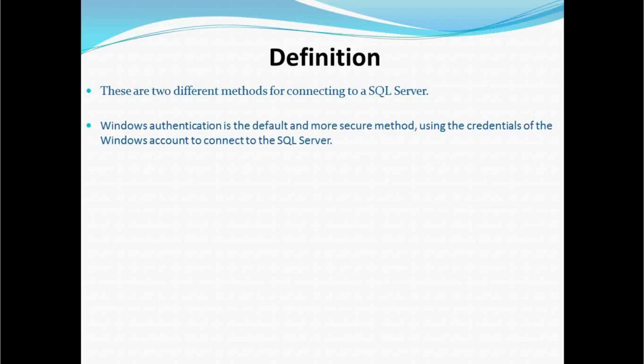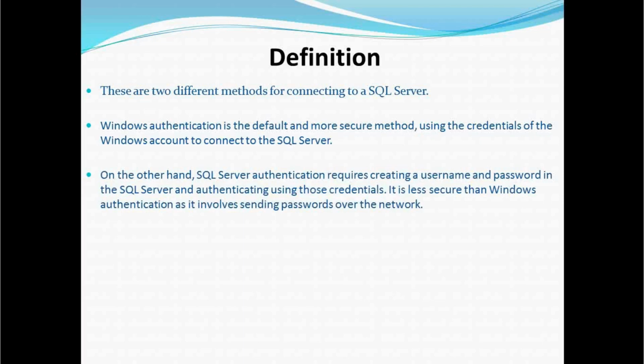Windows authentication is the default and more secure method, using the credentials of the Windows account to connect to SQL Server. It just uses your Windows account credentials to connect to the database server. It is more secure. The second method, SQL Server authentication, requires creating a username and password in SQL Server and authenticating using these credentials. It is less secure than Windows authentication, and it involves sending the password over the network. This is the basic definition of these two methods.